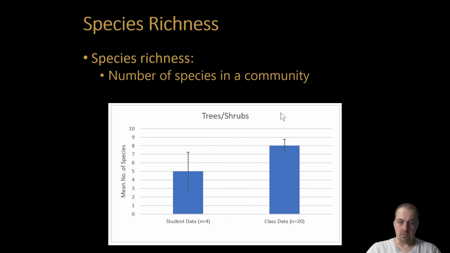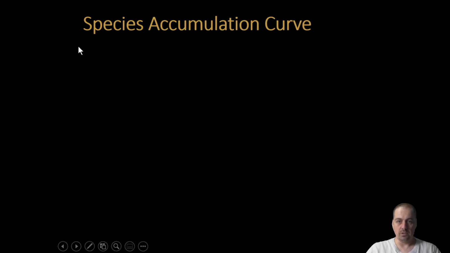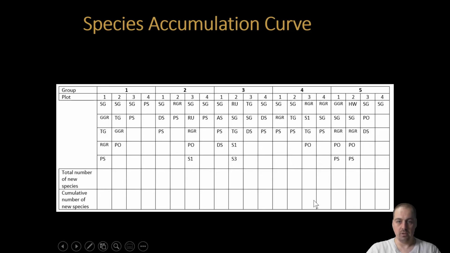You will actually be making two of these graphs, one for your tree and shrub data and one for your herbaceous plant data. The last thing we're going to do is look at how your sample size affects the estimates of species richness. This will be done by making a species accumulation curve. If we go back to table 2B, I believe, you should already have the total number calculated, so that's easy. You just count the total number for each column and you're ready here.